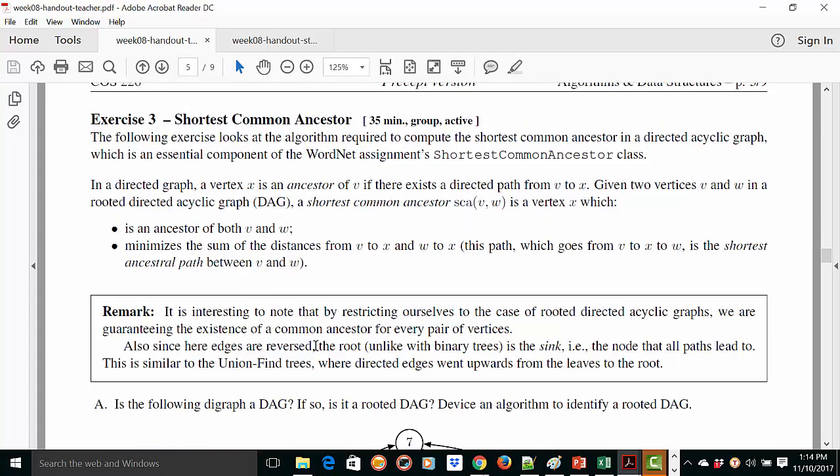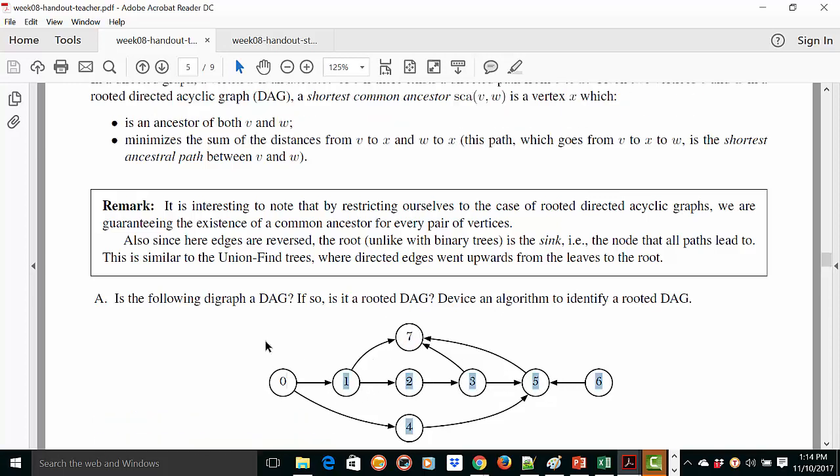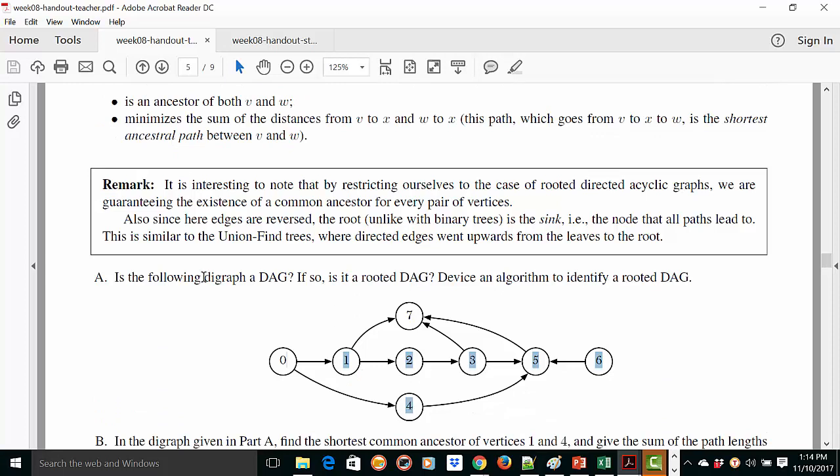And so we are describing ancestors. There's a directed path, so it's a path. That means given 1, 2 and 3 and 5 and 7 are all ancestors of 1. And so the question is asking, in the first place, is the following digraph a DAG? By looking at it, we know that it doesn't have cycles and it's a directed graph. Therefore, the answer to that question is yes.